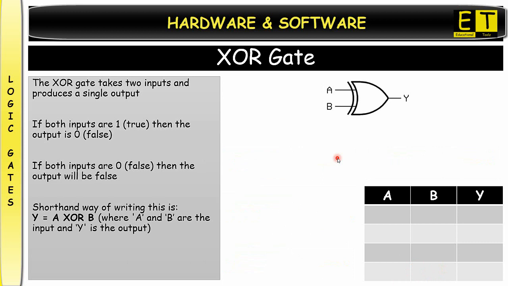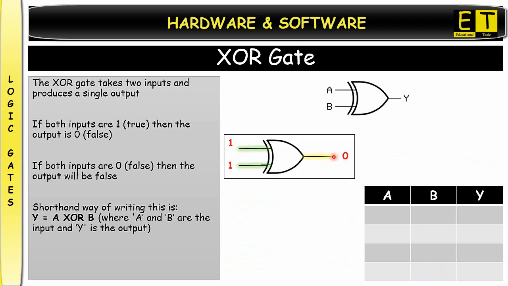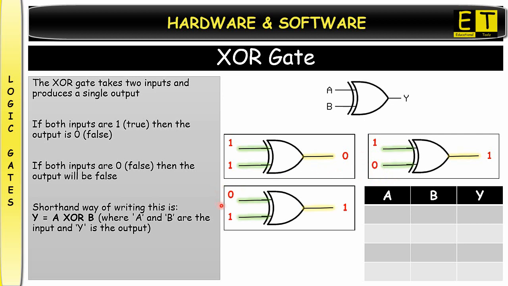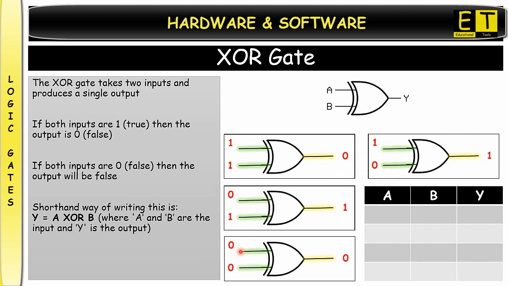XOR gate, also known as exclusive OR gate. This gate takes 2 inputs and produces a single output. If input A and B are 1, then the output is 0. If input A is 1 and input B is 0, then the output is 1. If input A is 0 and input B is 1, then the output is 1. If input A and B are 0, then the output is 0.